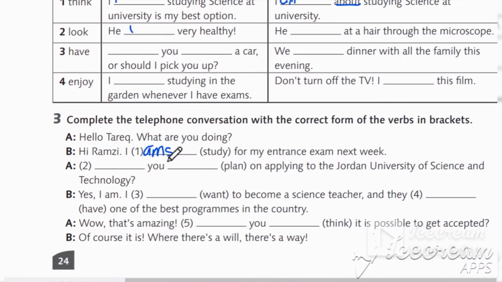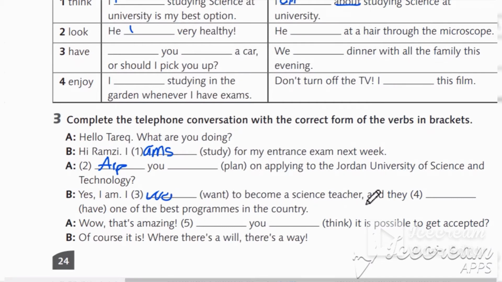Then what did he ask? Blank plan on applying to the Jordan University of Science and Technology. What do we say here? Are you planning? Do you plan? Are you planning on applying for the Jordan University? Yes, I am. What do we say, I am wanting or I want? Excellent. We say I want, which is a state verb, talking in general. I want, we don't add ing.